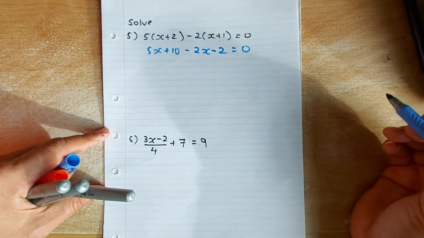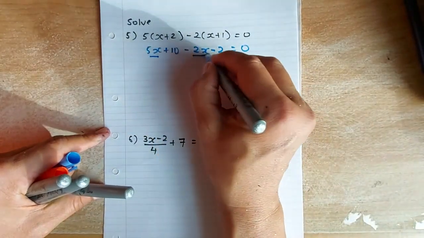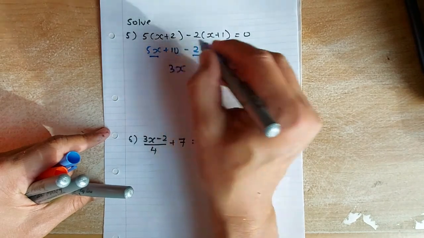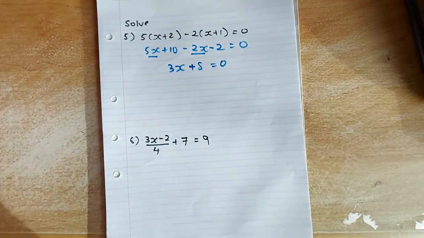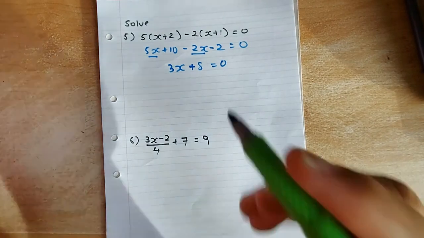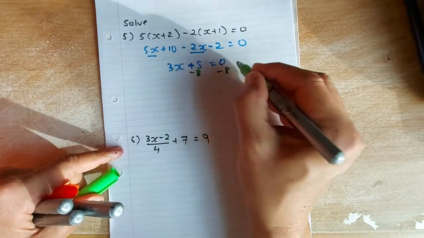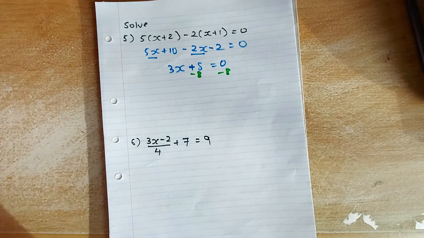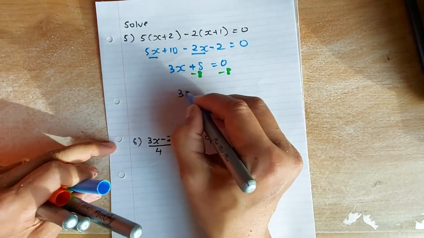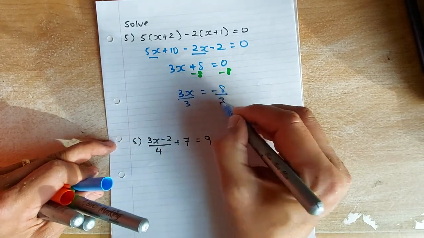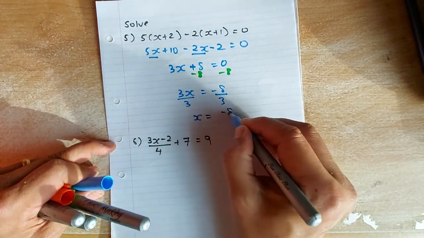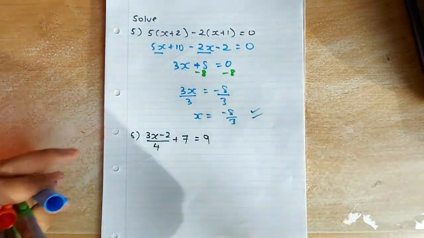So now what you're going to do, you do like terms. 5x minus 2x is going to be 3x. 10 minus 2 is going to be 8 equals 0. Next step, you're going to get rid of the 8. You minus 8 on the left, minus 8 on the right. So you got 3x equals negative 8. And the last step, you divide by 3. And the answer, x equals minus 8 over 3. And that is double tick.